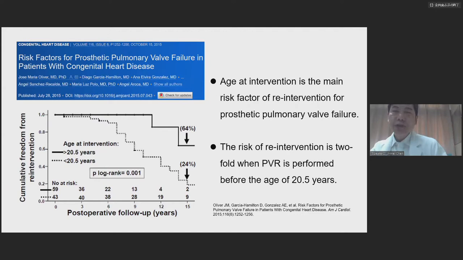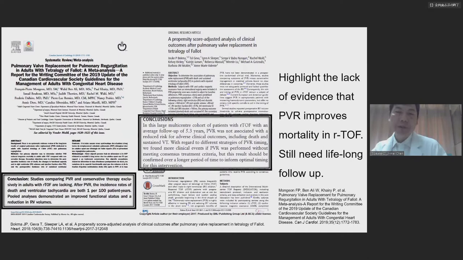The age at intervention is the main risk factor of reintervention for prosthetic pulmonary valve failure. The risk of reintervention is doubled when performed before the age of 20 years old. Pulmonary valve replacement can result in acceptable short- or medium-term follow-up outcomes, but there is still a lack of long-term follow-up results.